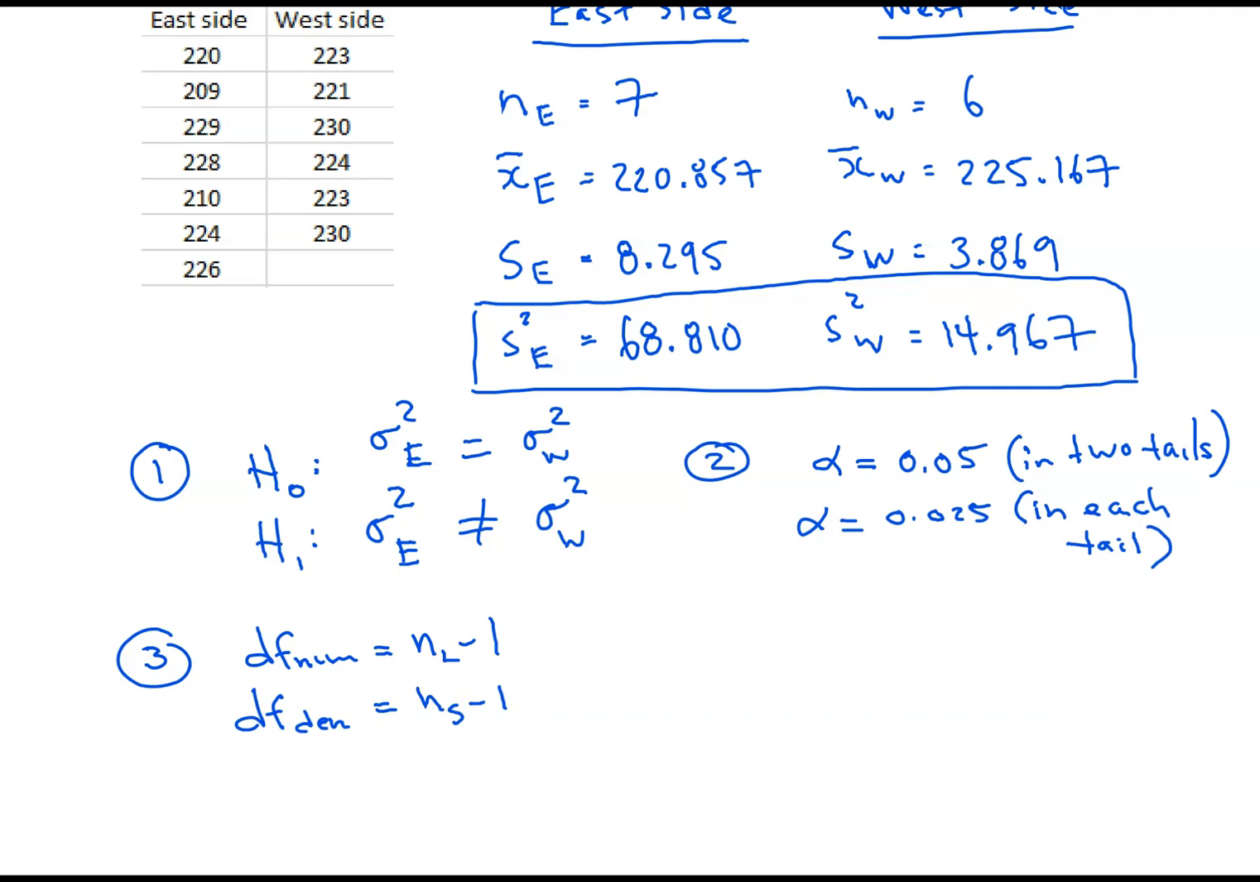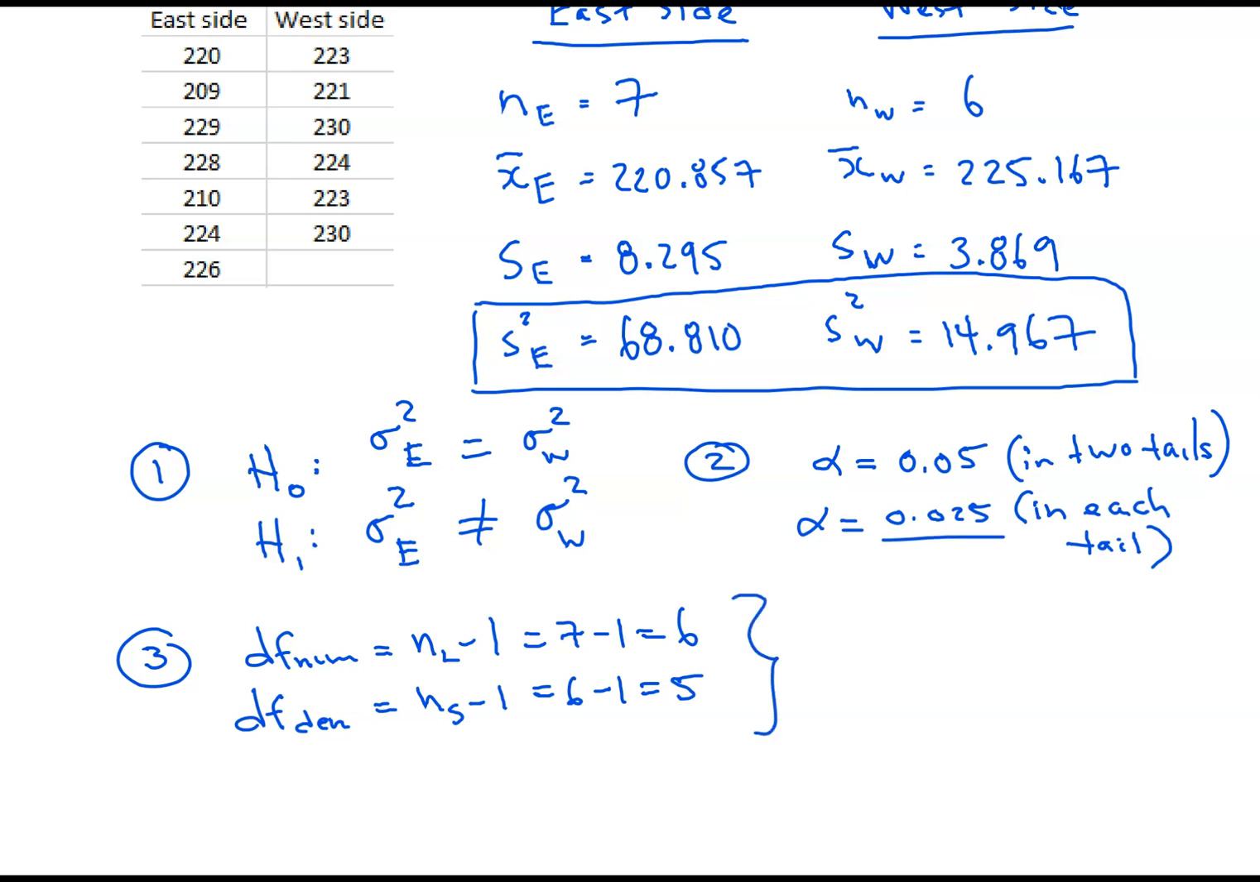So looking at our variance values, the east side definitely has a larger value, so that's the one that we're going to put in the numerator. So we'll do 7 minus 1 gives me 6 degrees of freedom. And then for the denominator, the west side is the lower value, so I'm going to be putting in the 6 there. So 6 minus 1 gives me 5 degrees of freedom.